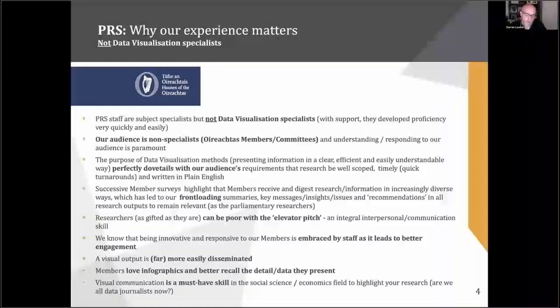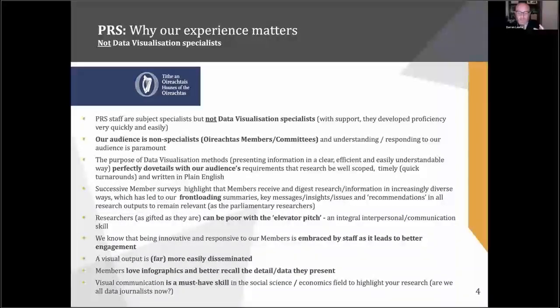But we know that our methods, being innovative and particularly responsive, listening to their needs and responding, have been embraced by staff. It has led to better engagement, and has really improved our responsiveness. So in general terms, visual research is more easily disseminated. Members love infographics, they can better recall the data. And this is a key point as well. It's a must-have skill in the social science and economics field to highlight research.